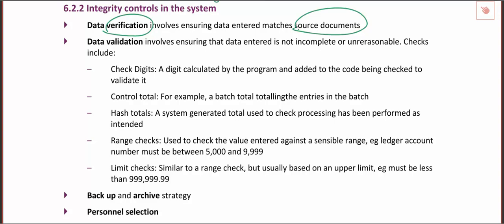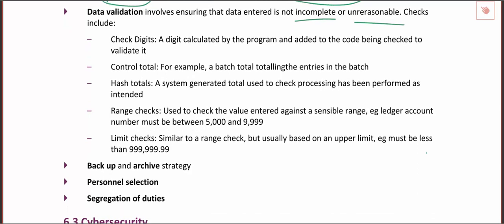Data validation ensures that the data entered is not incomplete or unreasonable, and there's lots of checks built into a system that will prevent this from happening. So for example, you might have some check digits. So check digits, or a check digit, is a digit calculated by the program, added to a piece of code being checked to validate it.